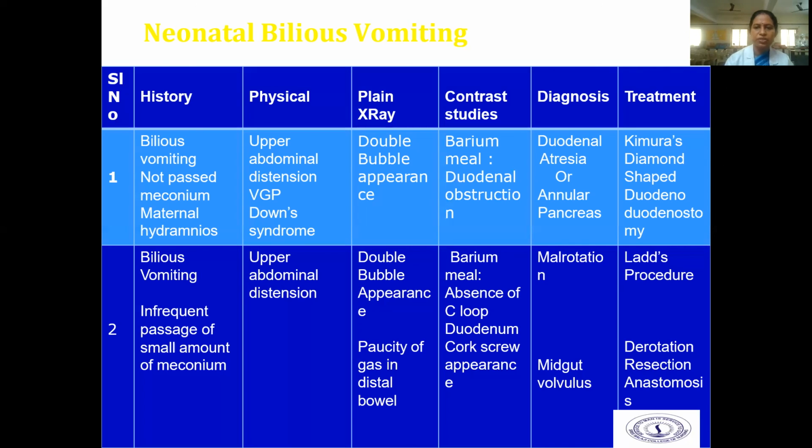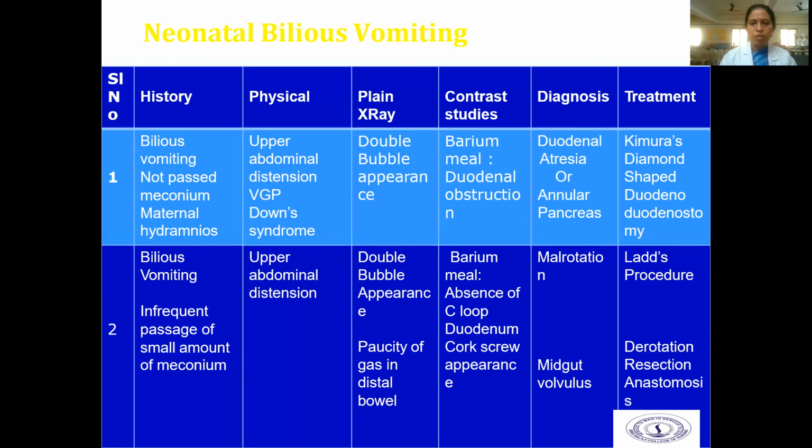We had seen in the earlier pictures, the pictorial representation of different types of malrotation. How does it look? What are the causes? How do we treat it? What is the post-op care? So Ladd's procedure. Then in midgut volvulus, we have seen derotation, resection, and anastomosis. We had seen different levels of malrotation. Some were even more than 180 degrees. So in such cases, surgical procedures like derotation, resection, and anastomosis will be carried out.